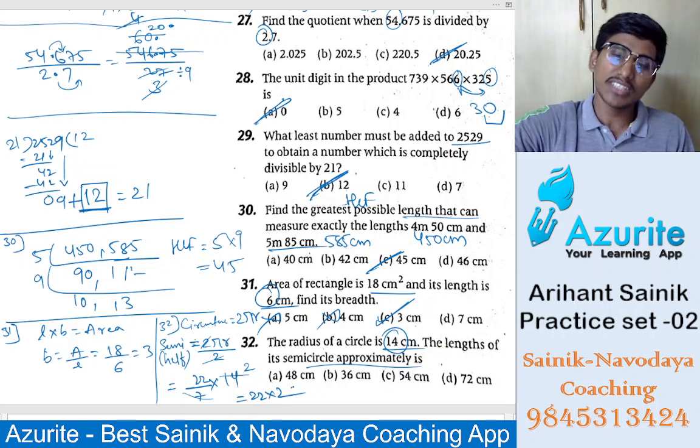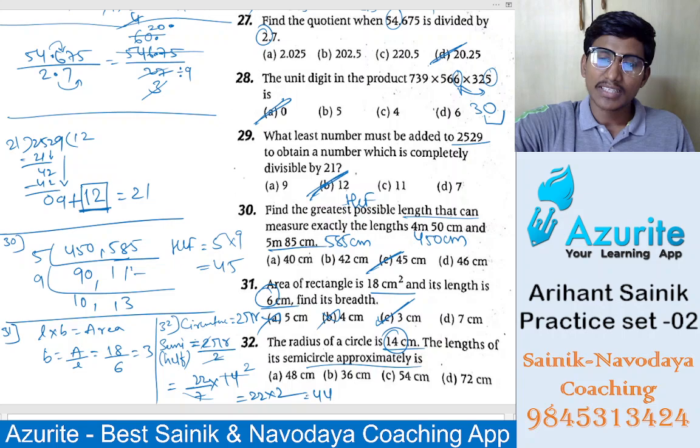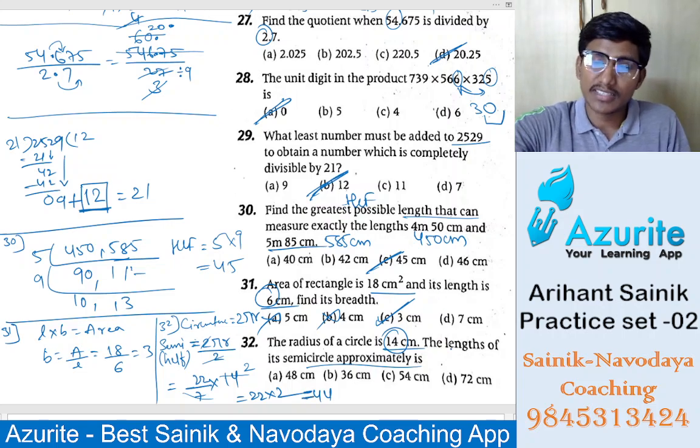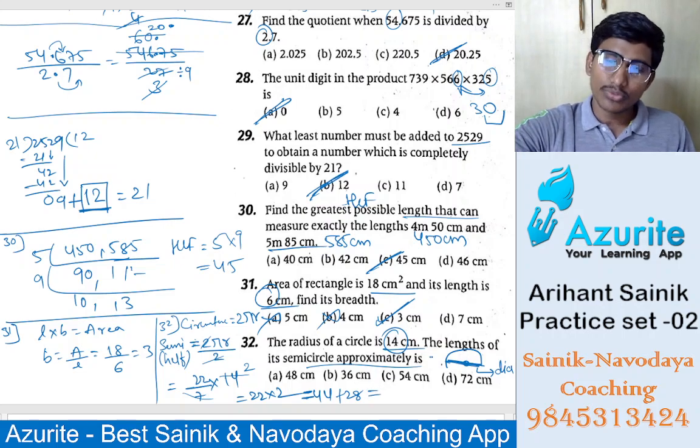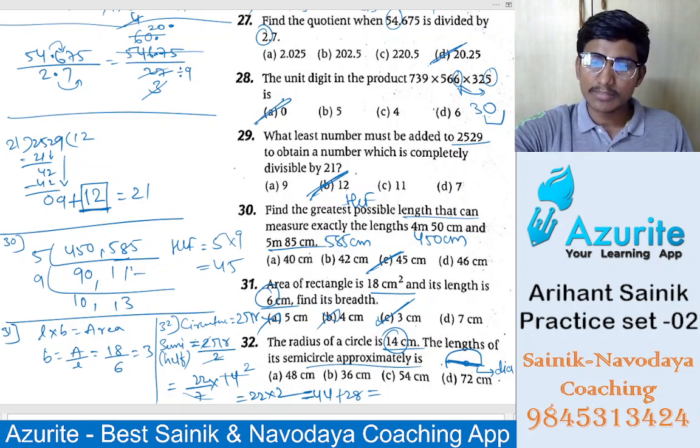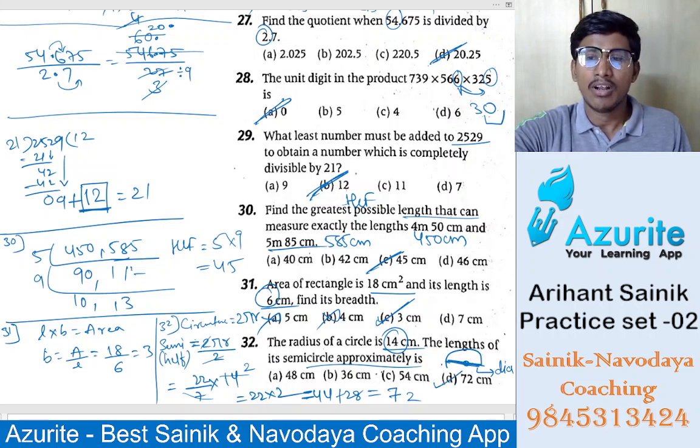Okay, 44. With that we have to add how much? That is the diameter, because this is 2 radius. So diameter means 14 times 2 is 28. So to the 44 we have to add 28. So it will be how much? 72 centimeter.